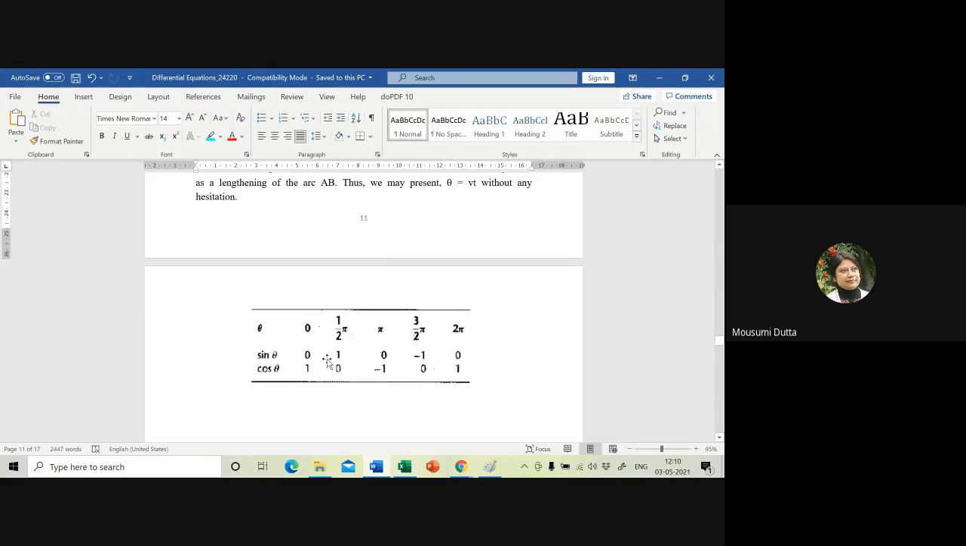Now, as we do so, we find that when theta is equal to 0, the corresponding sine theta is equal to 0 and cos theta is equal to 1. When theta is equal to pi by 2, sine theta is 1 and cos theta is equal to 0. When theta is equal to pi, sine theta is 0 and cos theta is minus 1, and so on. Are you familiar with these things?